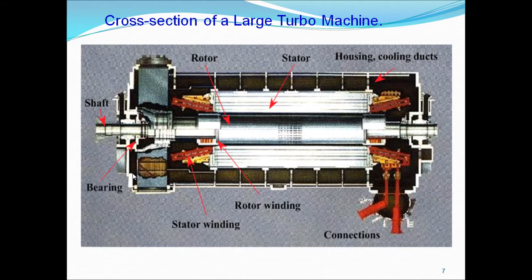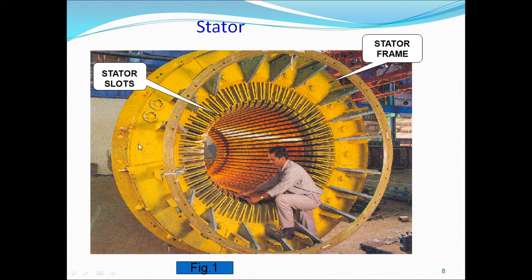So this is the cross-sectional view of a rotor. This shows the shaft, a very beautiful picture. You can see one rod is there. This is called the shaft. On this shaft we have the rotor winding. This is the rotor, and this one is the stator, the stationary part, and this is the cooling duct.